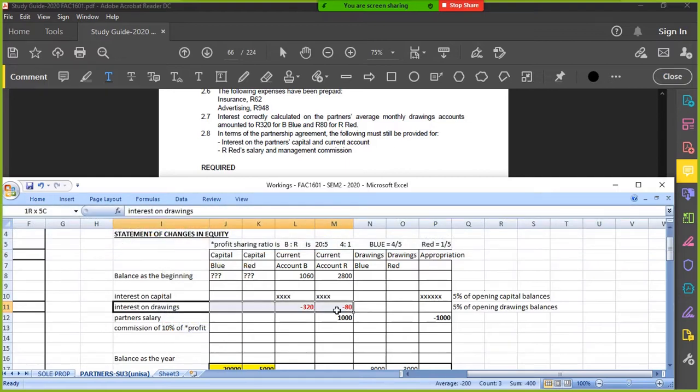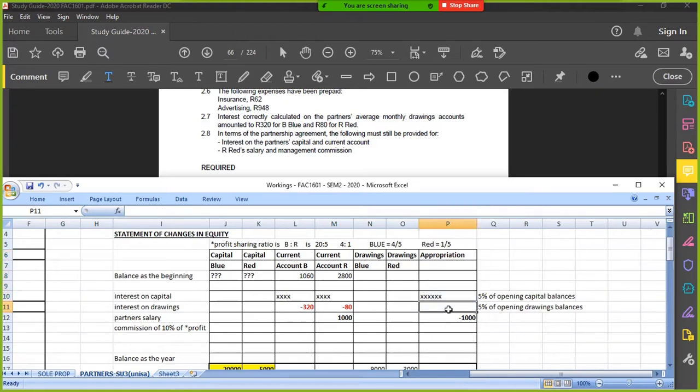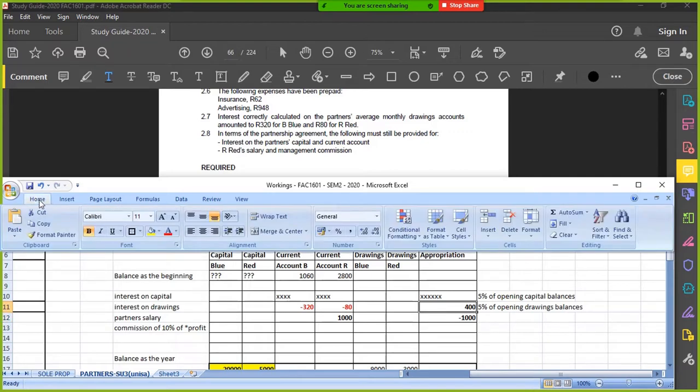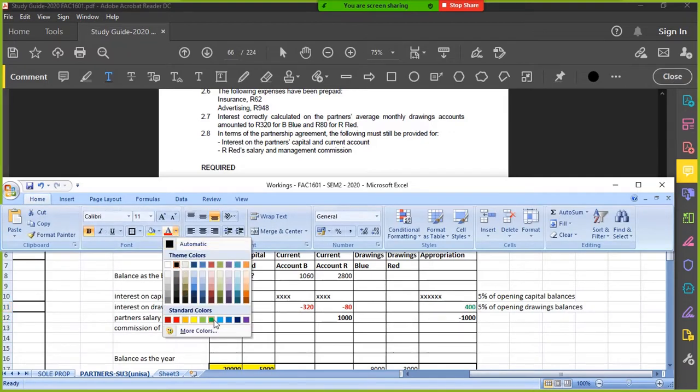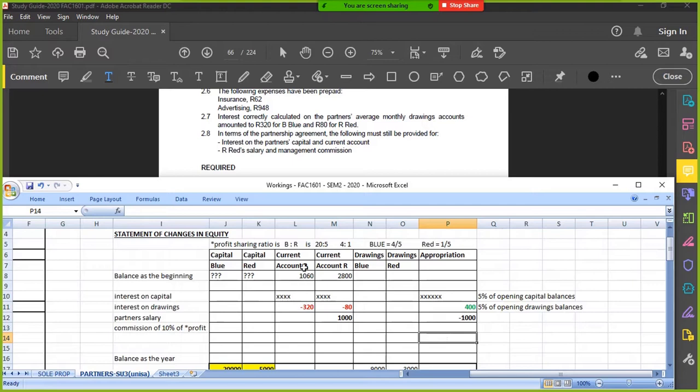Okay, interest on drawings is bad for the partners because it reduces their entitlement because they have to pay the partnership the interest. If the partnership is getting the interest, the appropriation account is going to go up. All right, so this must be a positive figure, because every debit has to have a credit. So interest on drawings would have been a debit.